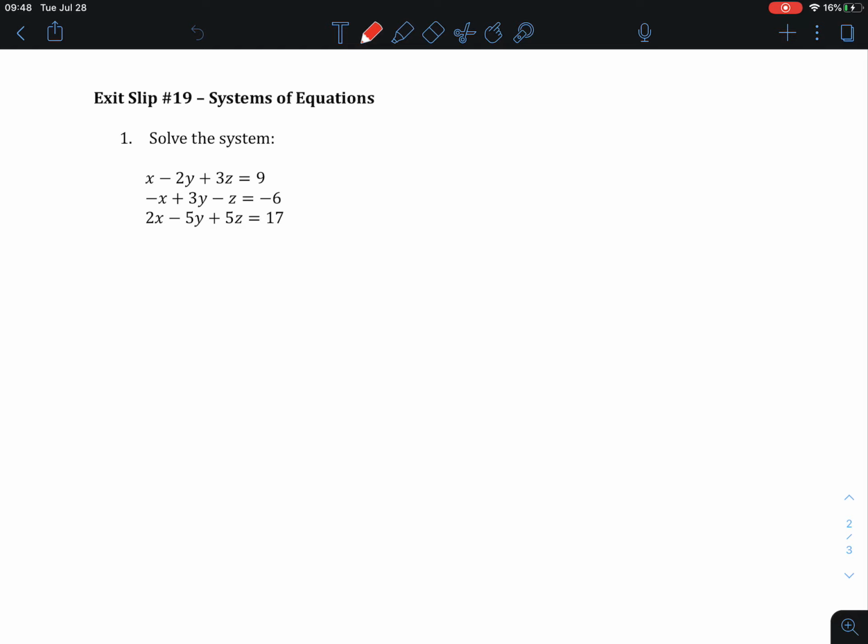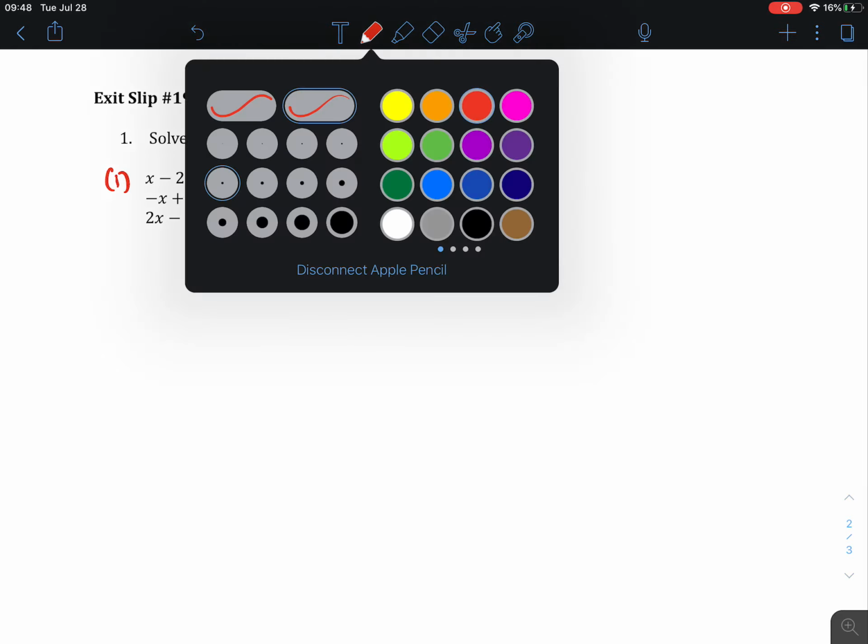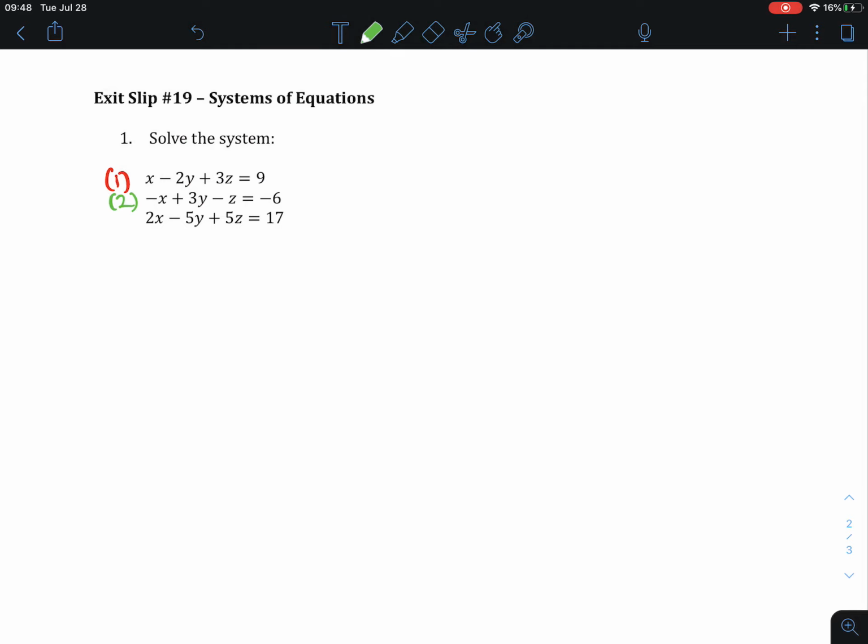So let's just start. I'm going to number my equations to make it a little easier to refer to. So I'll call them equations 1, 2, and 3. And then we can decide which variable we think would be easiest to eliminate. Again, we don't all have to decide on the same thing.